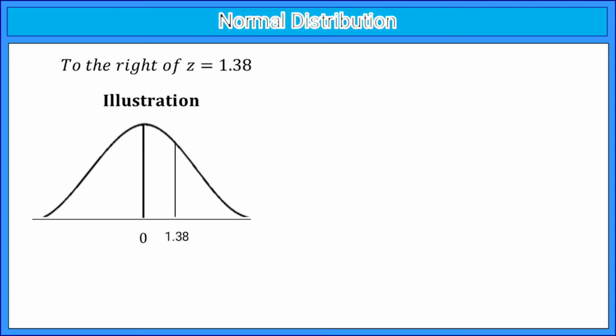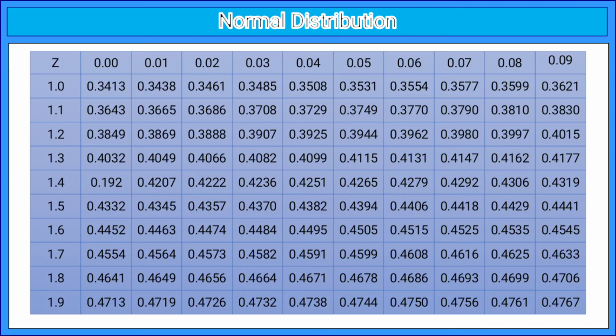Given that z is 1.38, we are going to get the area of this part, because it mentions here that we are going to get the portion to the right of our z. But if it mentions that to the left of z equals 1.38, we are going to get the area of this portion, the left of 1.38, right? So for the solution, just get again our standard normal distribution table.